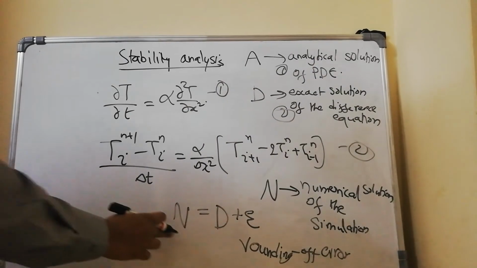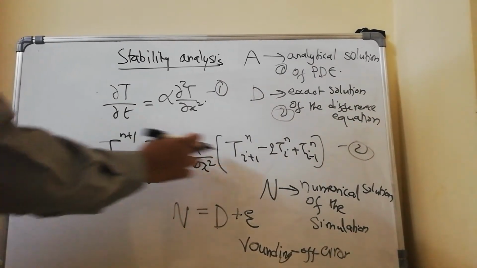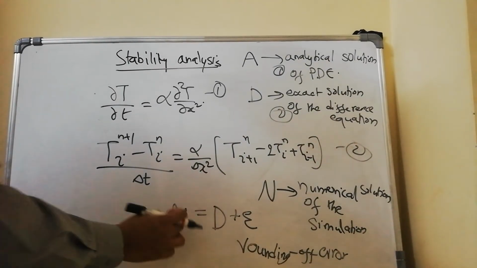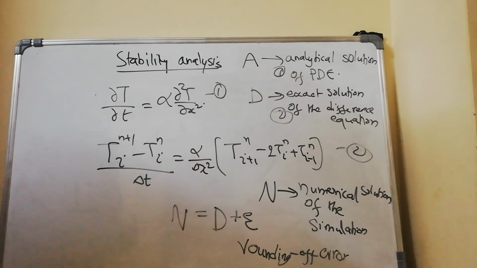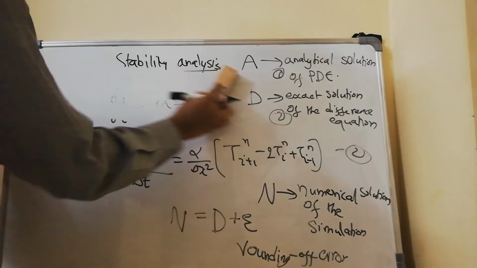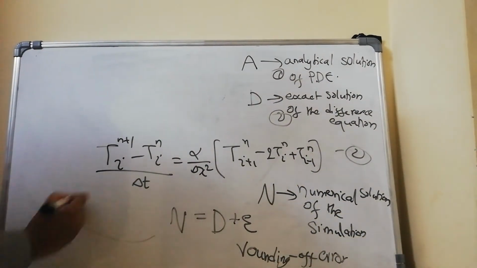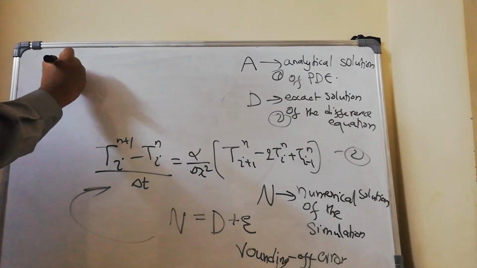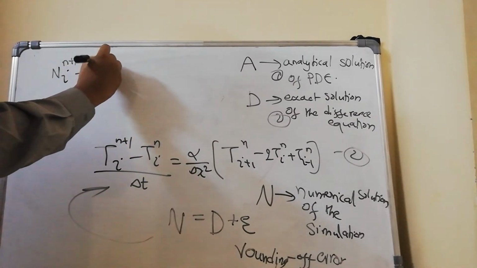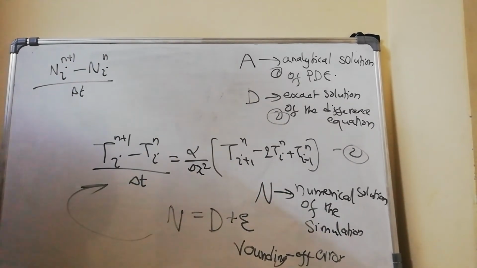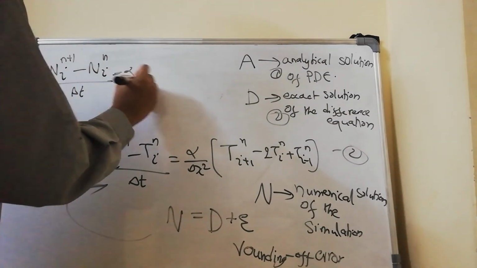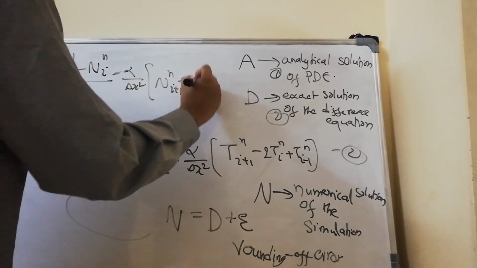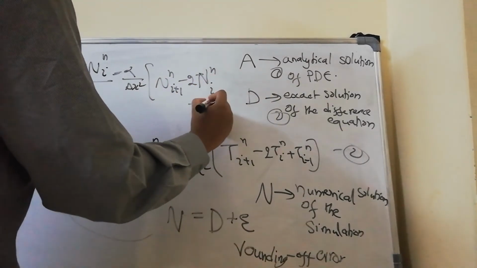So what do we get? If I substitute N here, I'll retain the same indices. Say N is the solution that I get at each and every point and each and every time step. If I substitute this for each and every point, I get N i n plus 1 minus N i n over delta t equals alpha by delta x square times N i plus 1 minus 2 N i plus N i minus 1.